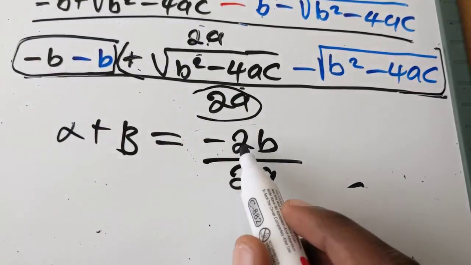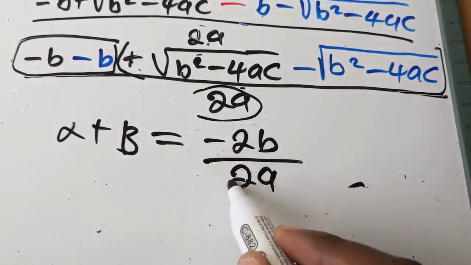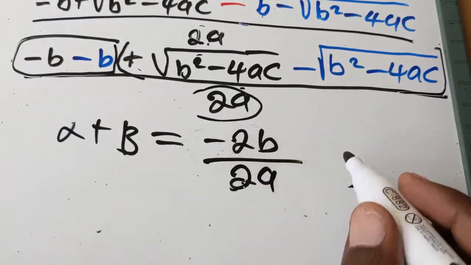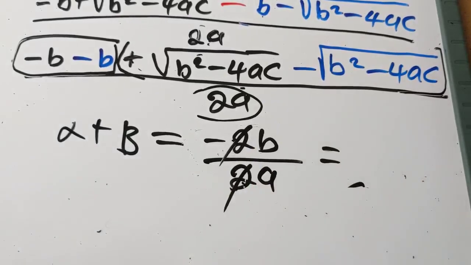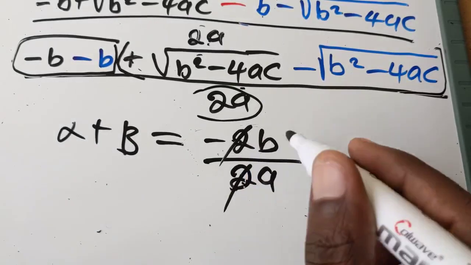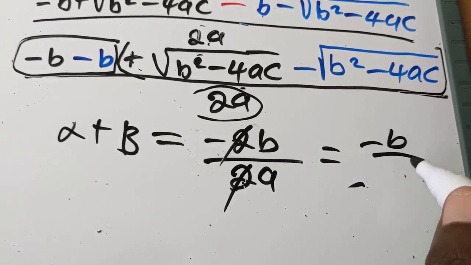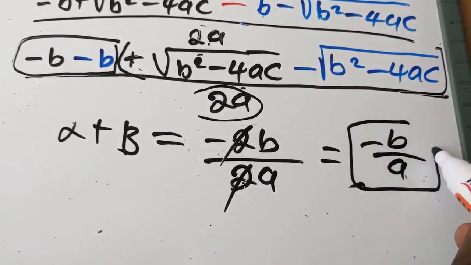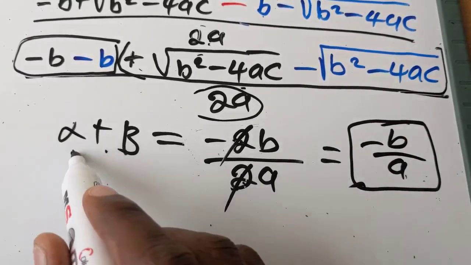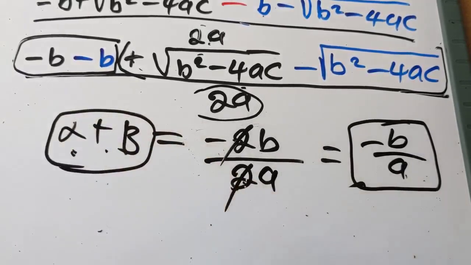So now you can divide: positive 2 into negative 2. When this one goes, the answer is negative b over a. So this is how they derived alpha plus beta. This is how we derive the sum. That is how you derive the sum.